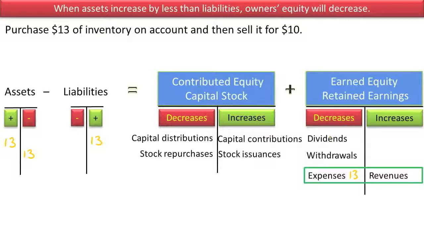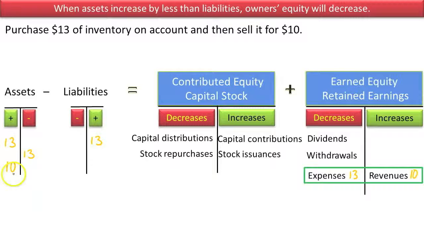Then, in exchange for that $13 of inventory, we are going to get $10. Since it just says sell it for $10, you can assume it's for cash. Our assets go up by 10. Since the liabilities are not affected by that transaction, it must have increased equity. Since this was a transaction with a customer, we will call that a revenue.